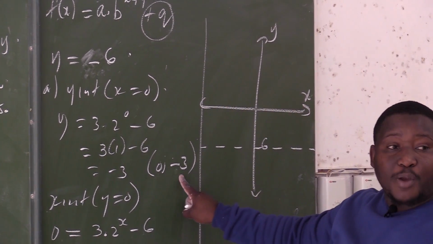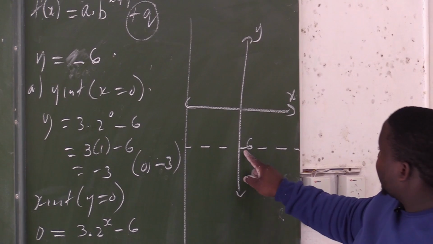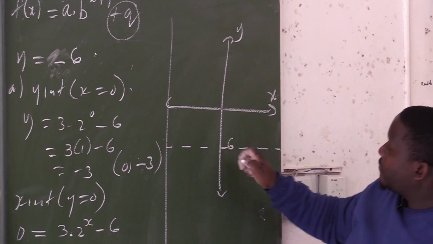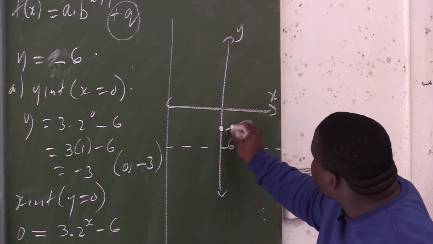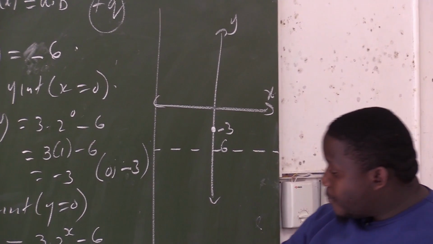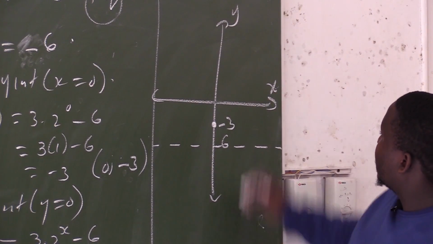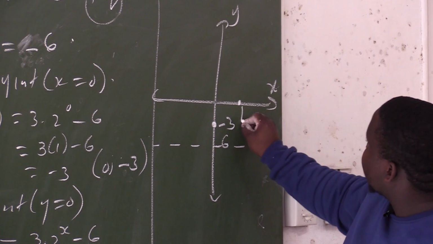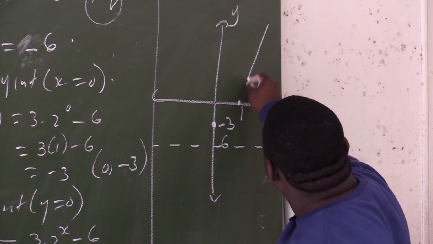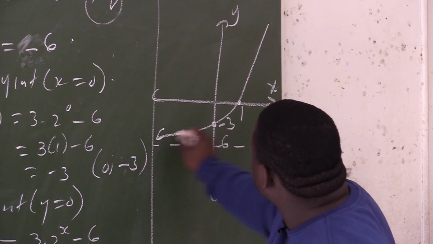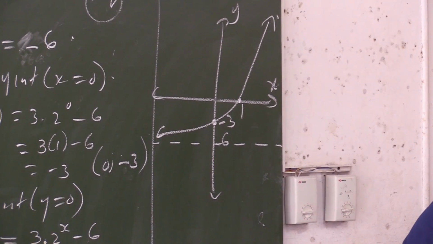After the asymptote, you plot the points. What is the first point that you plot? (0; -3). If this is -6, -3 is above. So we can place a point here and say this one is -3. Then the other point will say what? (1; 0). Where is (1; 0)? It could be somewhere here. Then it's a matter of joining these points. Then you have an exponential graph.